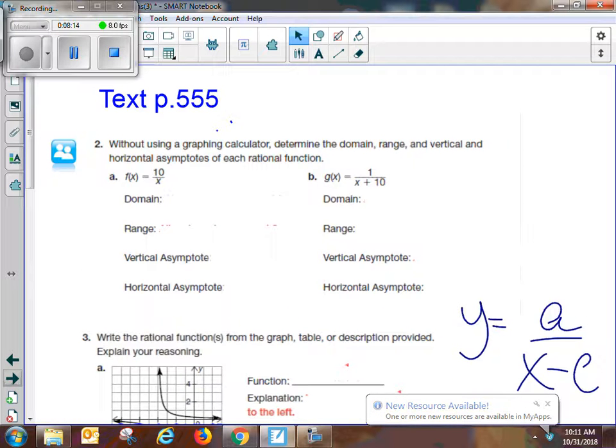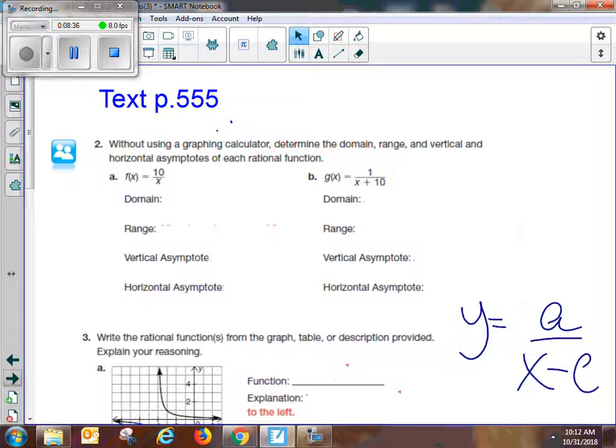So here we go, textbook page 555. They give us some really good examples here that we're going to work. So if you could kindly turn to that page, it would be helpful. Now, we start off with a basic 10 over x. We did that already, one like it yesterday. I think we had a 5 over x and a 9 over x, so 10 over x is a relative.